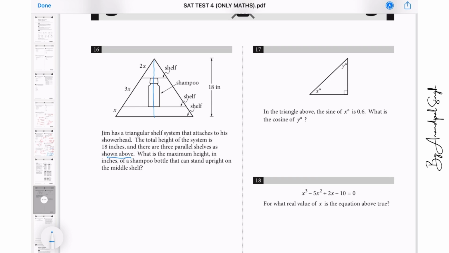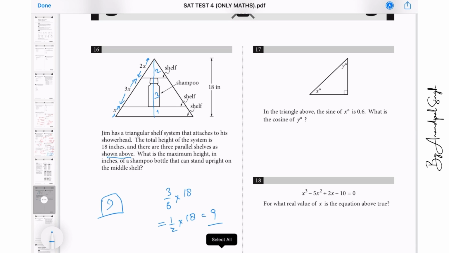Now we need to find this. It is given that this is 2x, this is 3x, and this is x, right? We need to find the height of this bottle. This is 18, which can be divided into a 2:3:1 ratio. So this is 2, this is 3 out of 6. So 3 out of 6 of 18 is half of 18, that is 9 inches. So the right answer is 9.